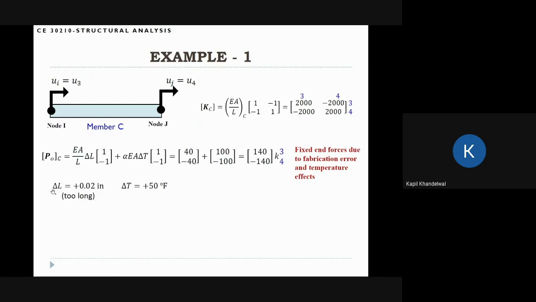One important thing to remember in this case is that delta L, because the fabrication error was too long, was a positive entry. So delta L is plus 0.02. Similarly, the temperature has increased, so delta T was positive 50. So make sure that you follow the correct sign convention for a given problem.